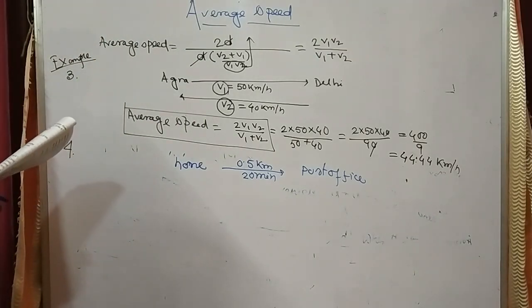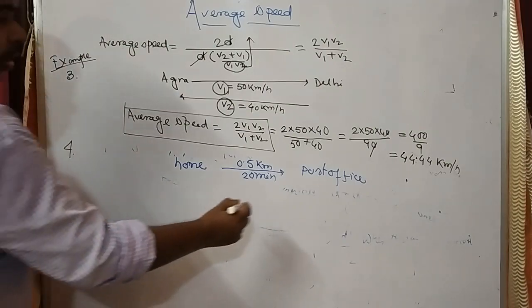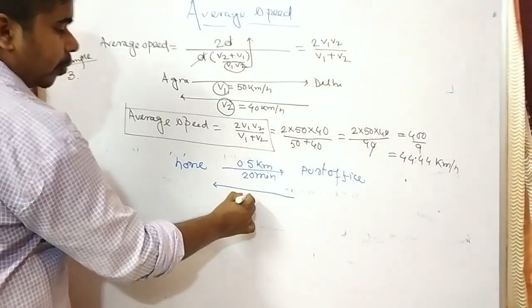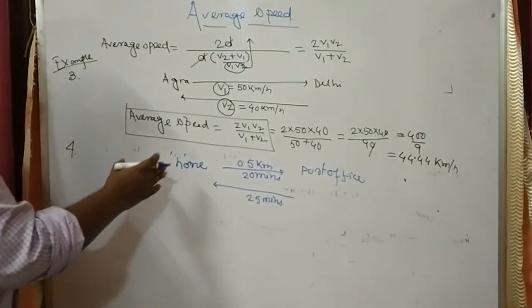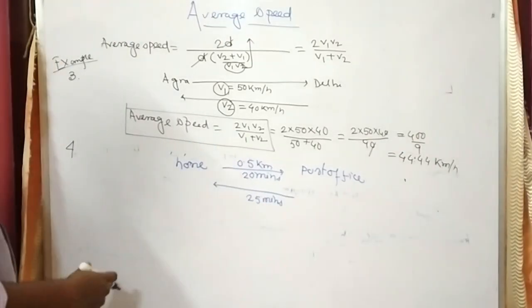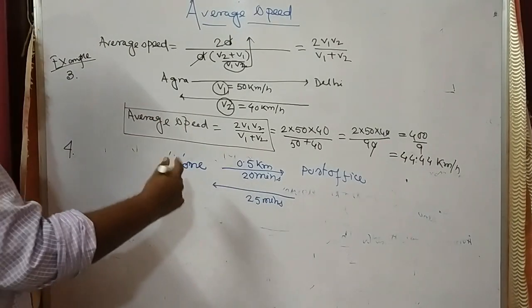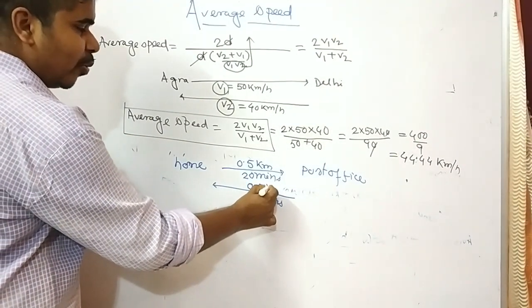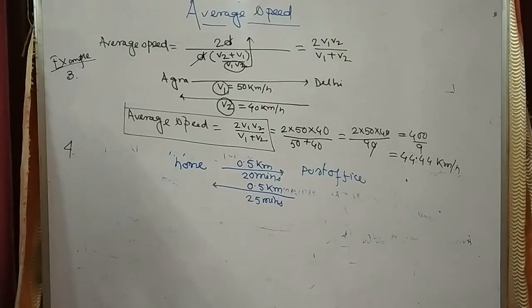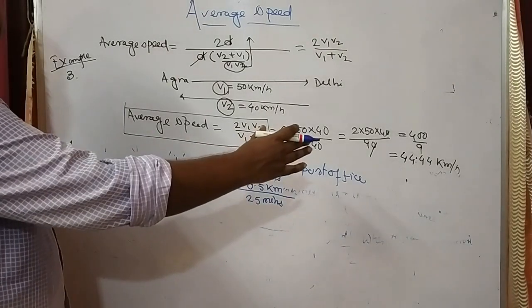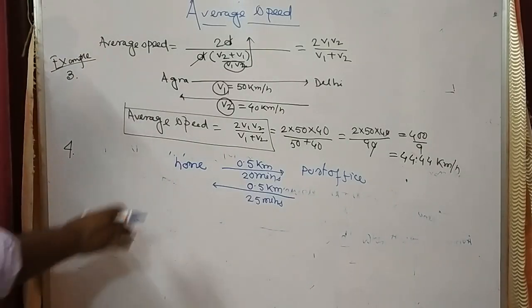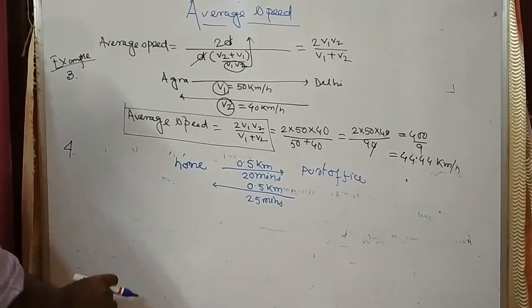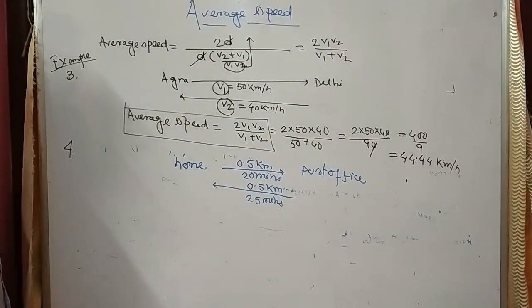Next, he returned to his home in 25 minutes. Post office to home, he came in a time of 25 minutes. See, at the time of going, if I cover 0.5 kilometer, then at the time of coming also, I have to cover the same distance, that is 0.5 kilometer. Whatever distance I cover at the time of going, at the time of coming also we have to cover the same distance. Now here see, the speeds are not given. Instead of speed, what is given? Distance and time.